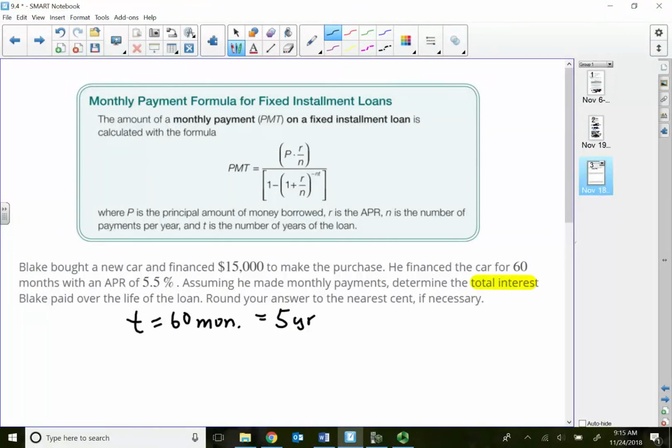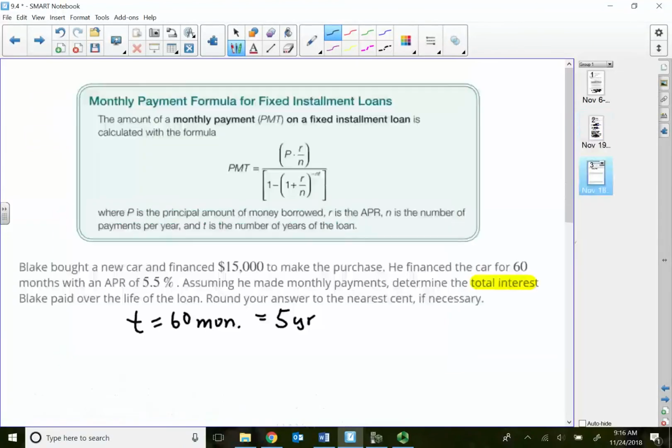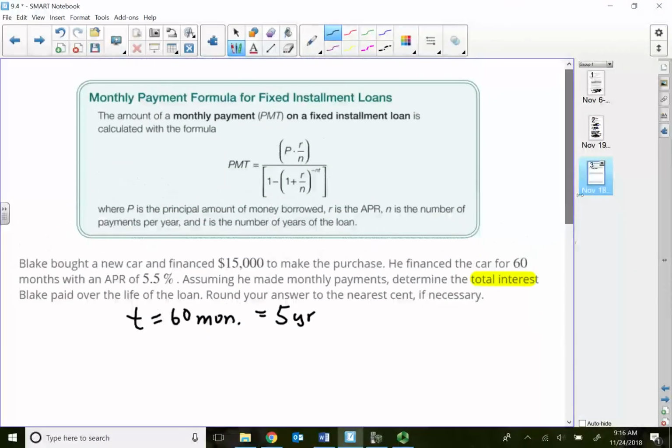So in order to find his total interest, we need to come back to this concept of paying off. So take our monthly payment times the total amount of time. He is going to pay the monthly payment. So the payoff answer has my principal, which is what Blake financed, plus the interest. So once I've done the payment times the time, I need to subtract off the principal in order to get the interest out of it. So find the payment first.